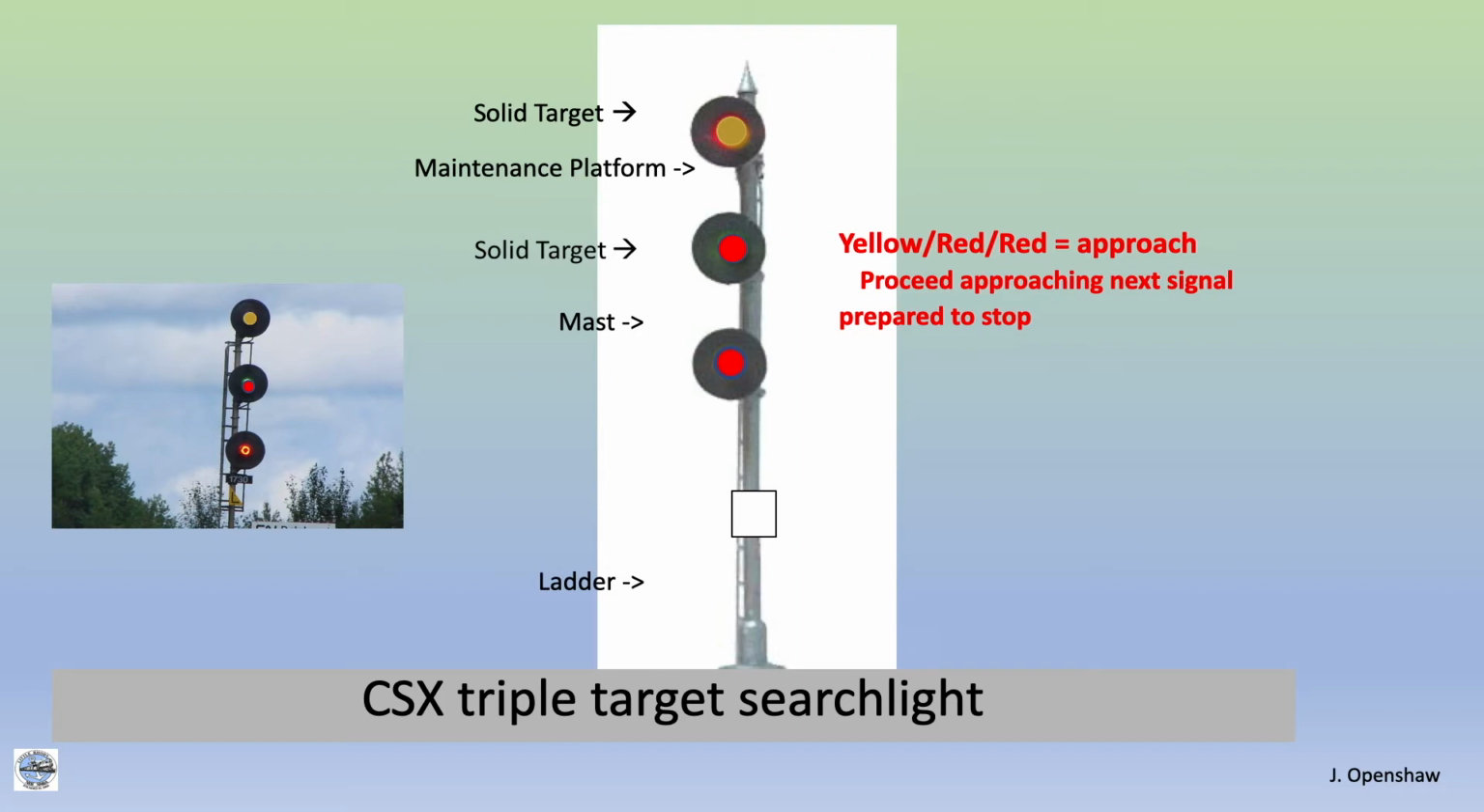Oh, what do we got here? Yellow, red. Again, it's the same thing. Approach the next signal, not exceeding medium speed, but prepared to stop at the next signal. Now, if there was a yellow on the second one, a yellow and a yellow over red, it would be an advanced approach. That means advanced approach and prepared to stop at the second signal. So once you go by this signal, the next one's going to be an approach, and the next one after that could be a stop.